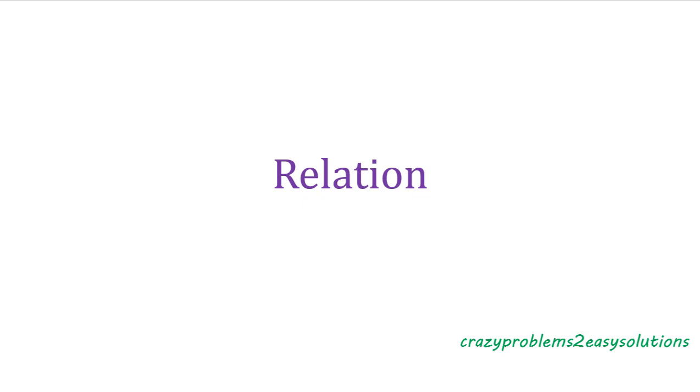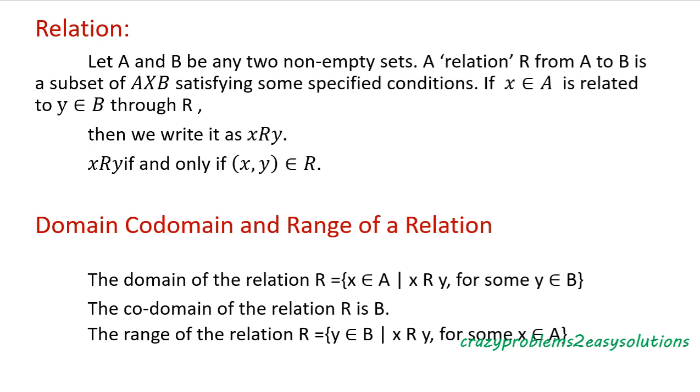Today's topic is relation in sets. Now we are going to see the relation definition. Let A and B be any two non-empty sets. A relation R from A to B is a subset of A cross B satisfying some specified conditions.